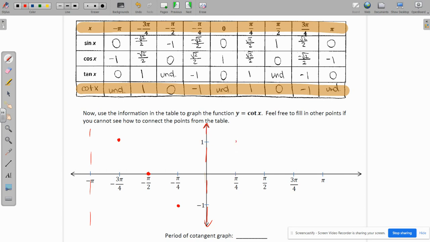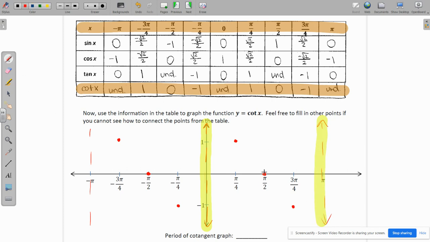At pi over 4, the cotangent is 1. Cotangent of pi over 2 is 0. Cotangent of 3 pi over 4 is negative 1. And the cotangent of pi, again, is undefined. So again, our period is between these two asymptotes, or any two vertical asymptotes. That's a full period of the cotangent function.